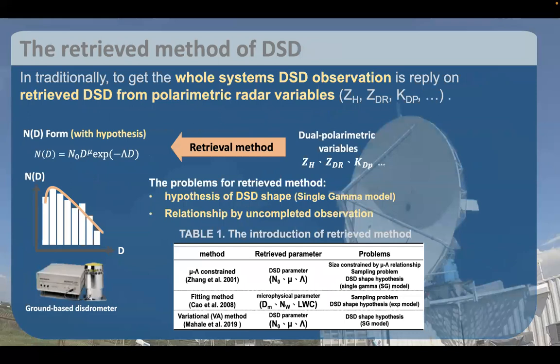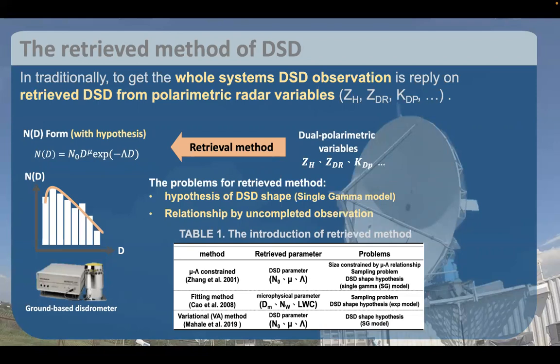Traditionally, if we want a whole-system DSD observation, it relies on retrieving the DSD from polarimetric radar variables. So we try to retrieve N(D) from the polarimetric variables like ZH, ZDR, and KDP. However, the earlier retrieval methods have some common problems, such as the hypothesis of a DSD shape.